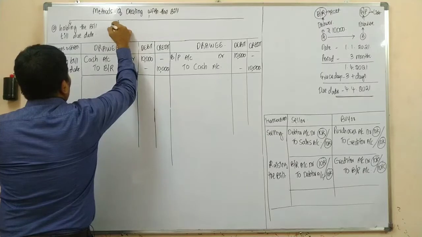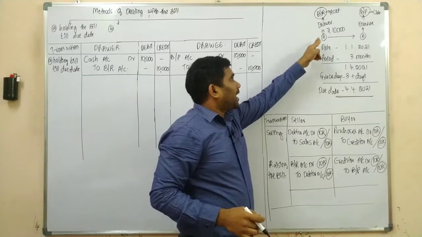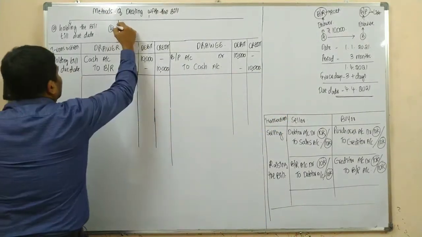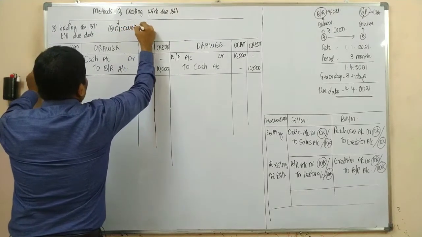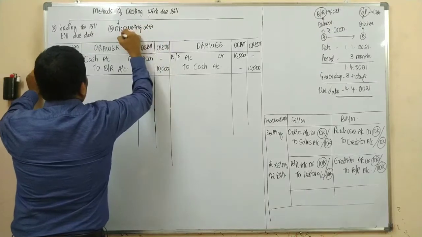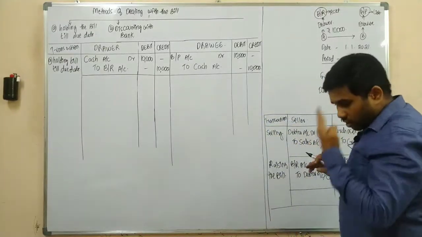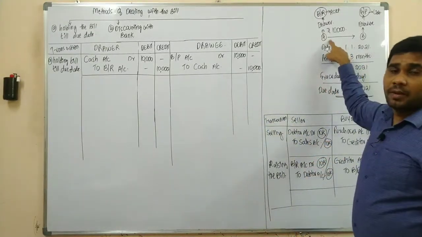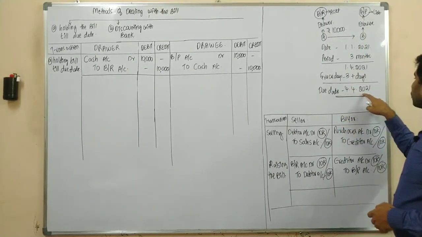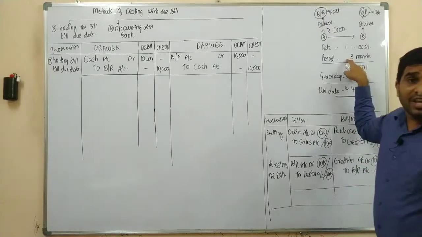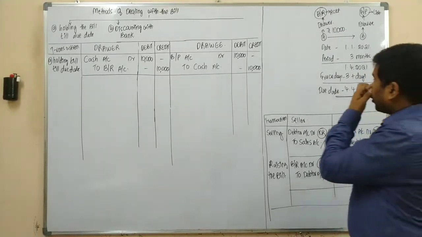Next, B, method of dealing with the bill. So next option. So Mr. A is holding the bill, and the second method would be discounting with bank. So what is the discounting with bank? Let's understand here. So now, who is holding the bill? Mr. A is holding the bill. So on this bill, on which date is he going to receive the amount? On 4/4/2021. So that means after 3 months he is going to receive 10,000 rupees on this bill. Yes or no?